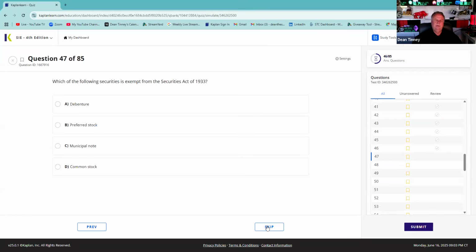Which of the following securities is exempt from the '33 Act? Very testable.